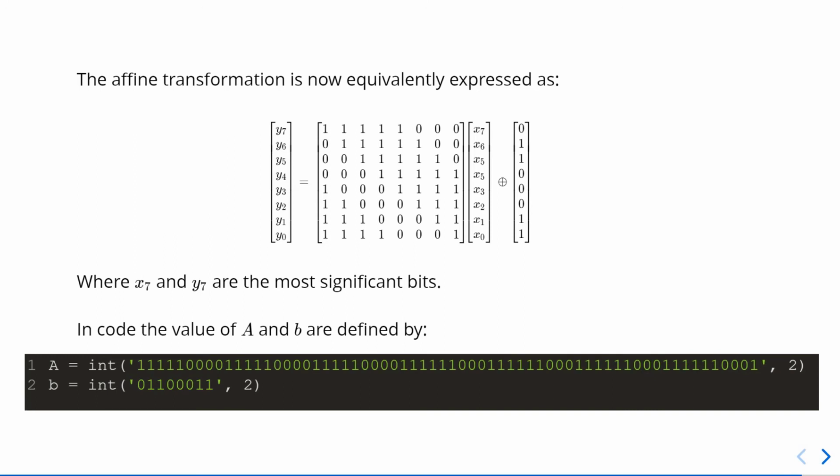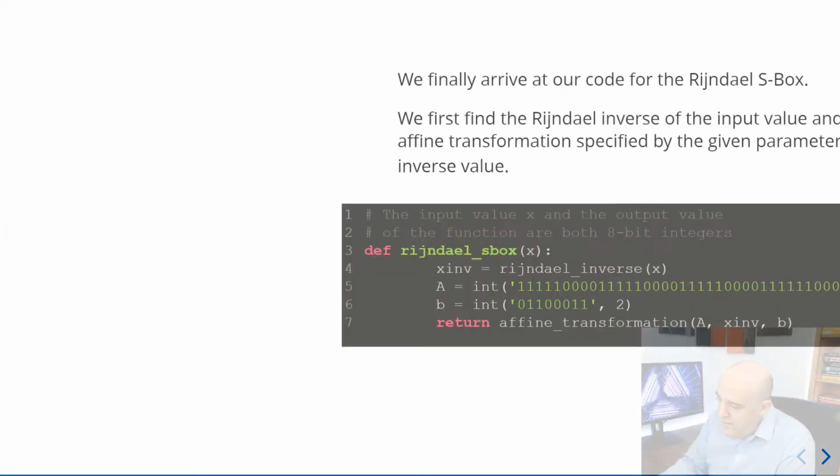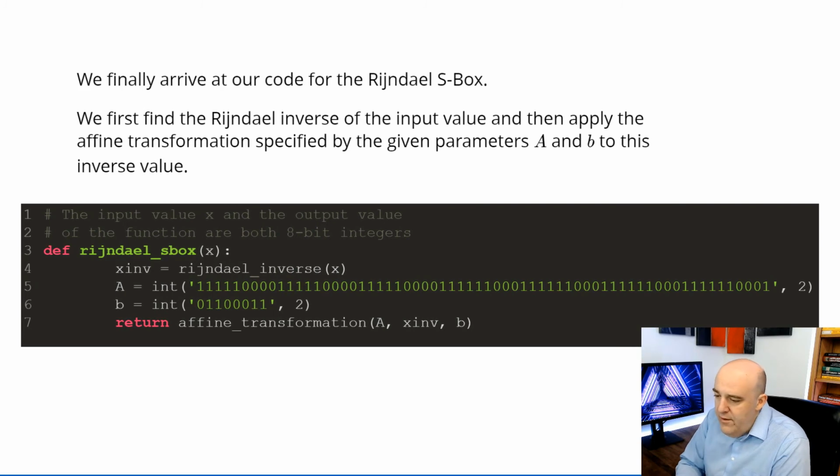And in code, the way we're going to define A and B in Python is just like this. A is int of this string cast to a base 2 value. And here we go. Here's the Rijndael S-Box in code. We take an input X that's 8 bits, and we first find the Rijndael inverse. We get an 8-bit value back. Then using the values of A and B we just talked about, we perform an affine transformation, not on X, but on X inverse. The output of that affine transformation on X inverse is the value of the S-Box for a particular value of X.